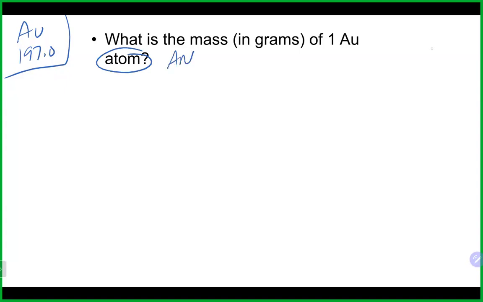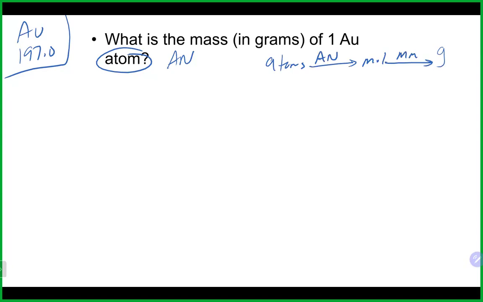I want to end up in grams, and I am definitely starting in atoms. So as we talked about earlier, again, the unit that sort of ties those two together are moles, right? And that means that I could go from atoms to moles using Avogadro's number, and then moles to grams using the molar mass from the periodic table. So that's sort of how I'm going to get there.